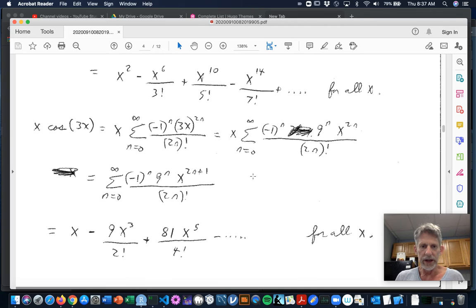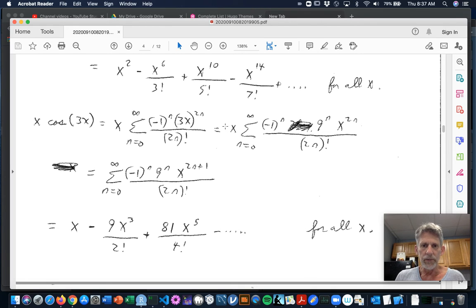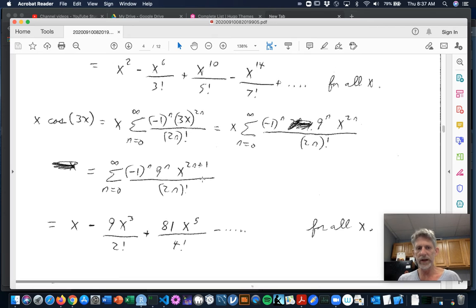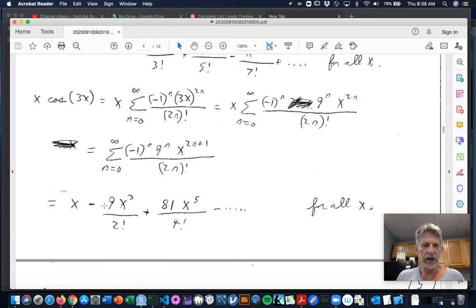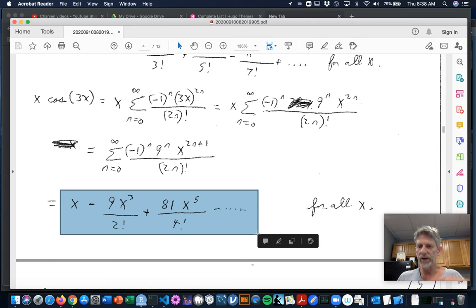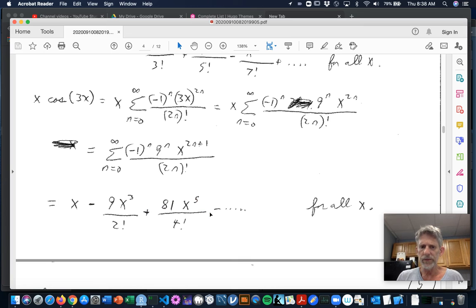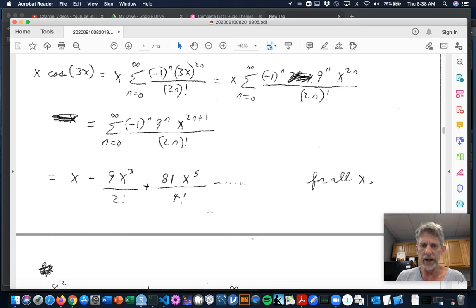And then you could write out terms if you wished. But also you could take the x and just multiply it in, distribute it into the sum sign, and get an x to the 2n plus 1 inside the sum sign. So anyway, there's a summation version of x times cosine of 3x. And if you want to practice writing out some terms, setting n to be 0 and then 1 and then 2, that's good practice, and you should give that a try.